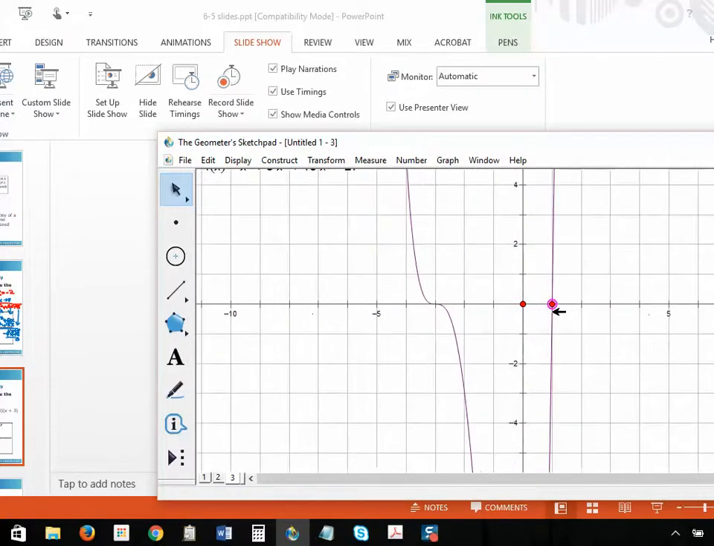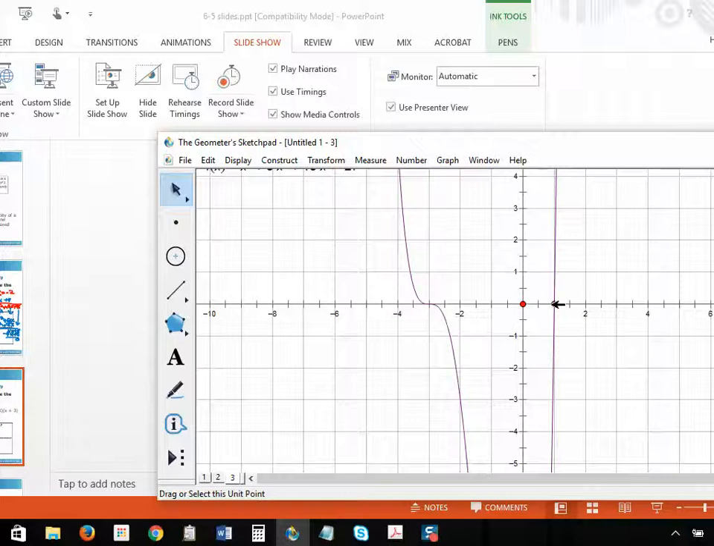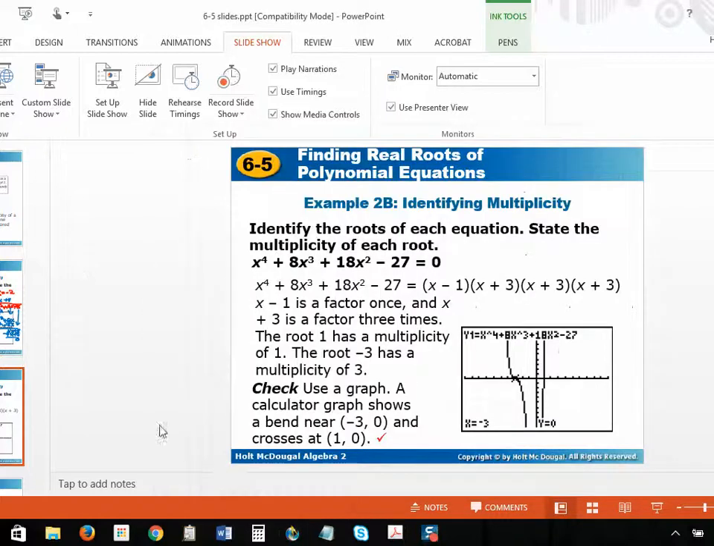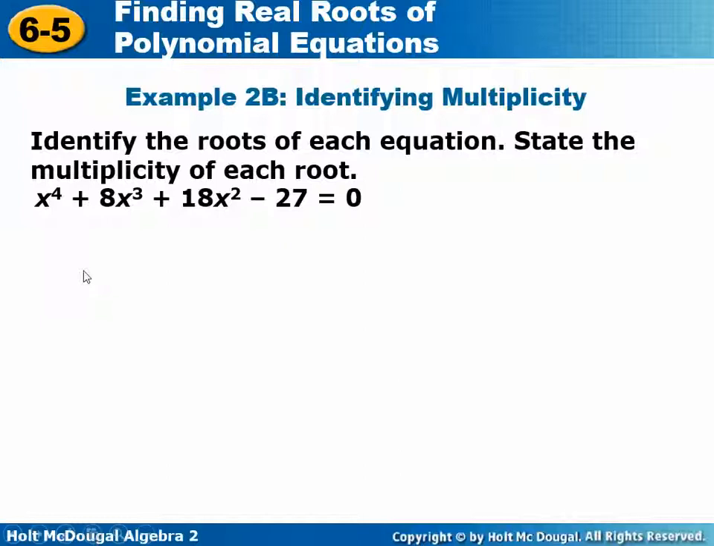Now I'm going to zoom back in so I can see where these are crossing. This is crossing at 1 because this is 2. So this is 1. And this is at -3. So my two zeros are at 1 and -3. So that means that one of my factors is x minus 1, and another factor is x plus 3.